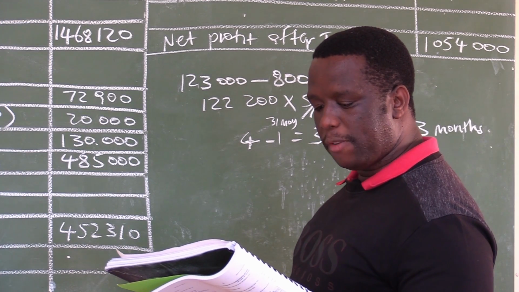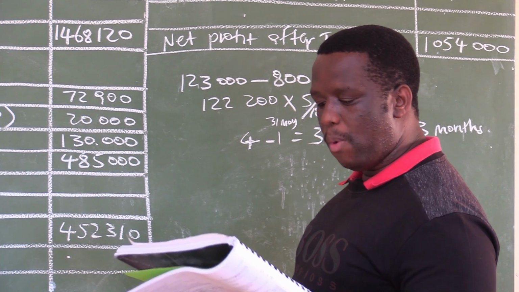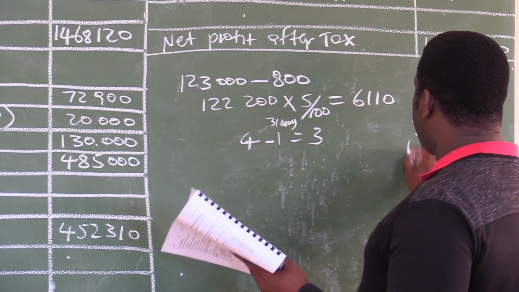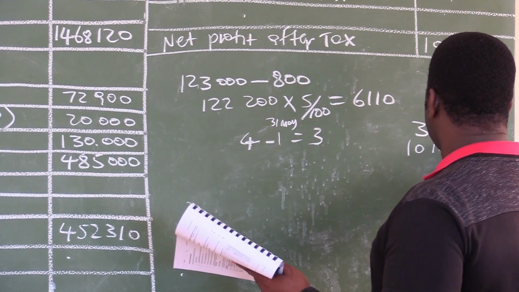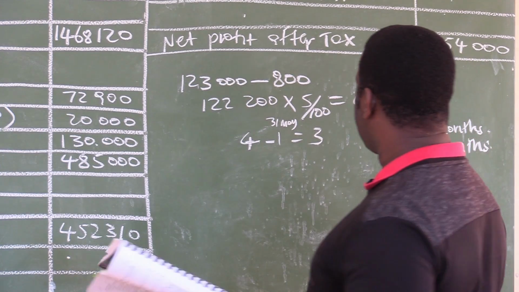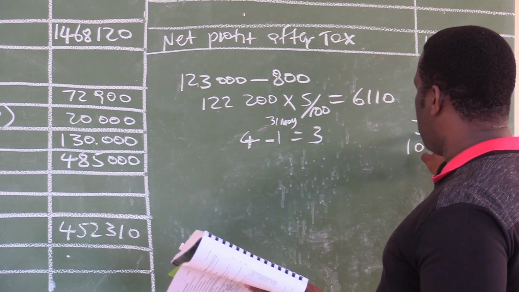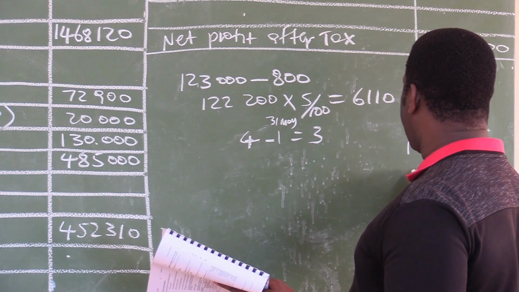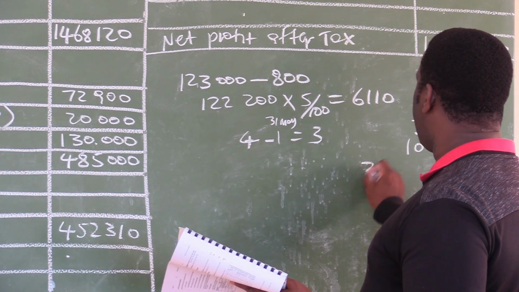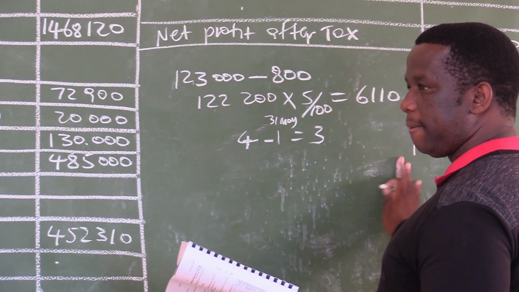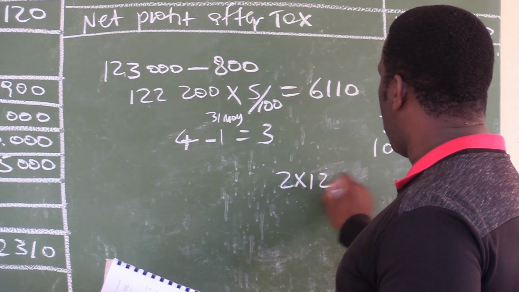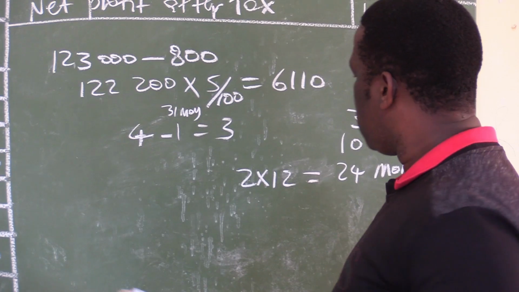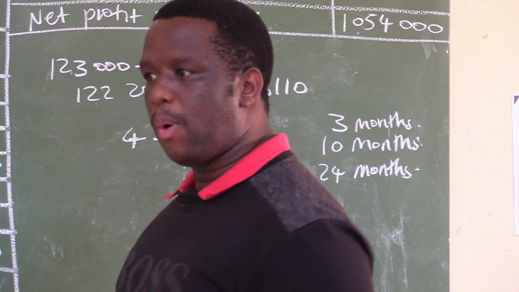Another director is still owed fees for January and February. So it means this director has been paid for 10 months. The one who resigned was paid for 3 months. The one that we are owing has been paid for 10 months. And it means there are 2 directors who have been paid full amounts. 2 times 12 equals 24 months.